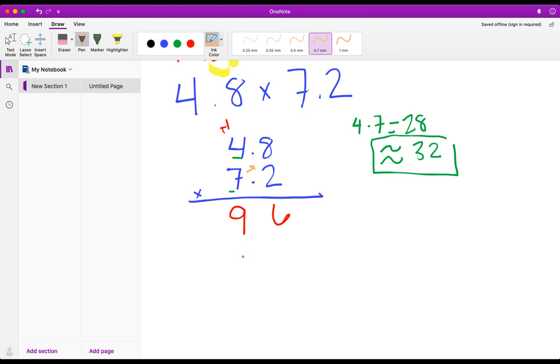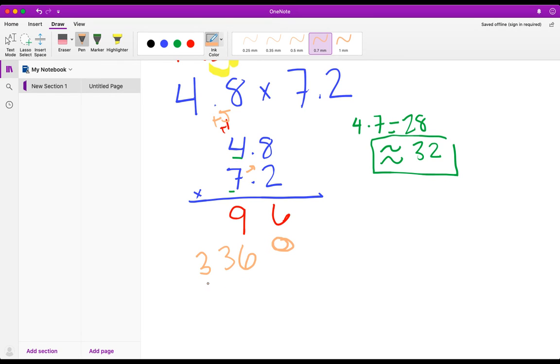So I'm going to put my 6 right here. Remember, I have to have that place value here. I can't put anything here. And I'm going to carry the 5. 7 times 4 is 28, plus 5 is going to give us 33. And that's going to go right here.